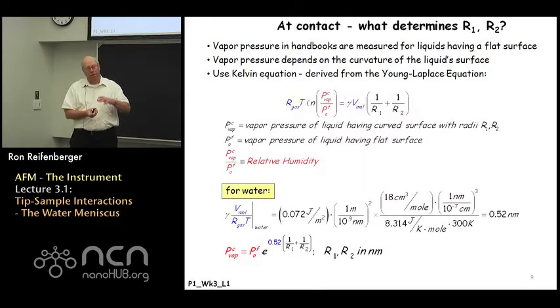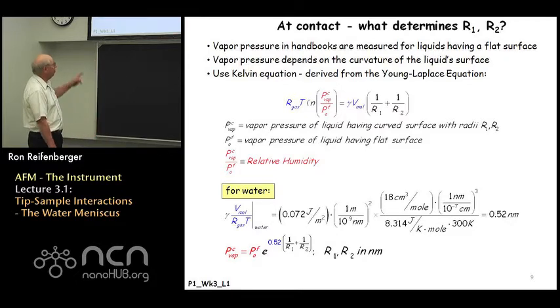At contact, when the tip comes into contact with the substrate, it's a fair question to ask what determines these two radii of curvature, R1 and R2. The answer is that the Kelvin equation has to be used in order to estimate those radii of curvature. So I just worked through some of the numbers here. It turns out the scale of the effect is set by this ratio that's shown in blue on this slide: the molar volume divided by the universal gas constant times the temperature T in degrees Kelvin, all multiplied by the surface energy of water, gamma.